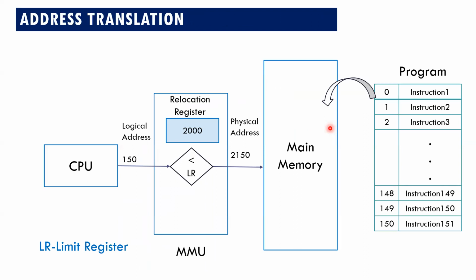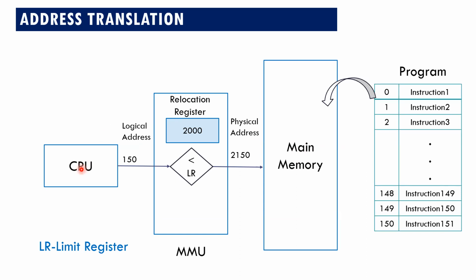So let us understand that with the help of an example. This is the program where we have a set of instructions ranging from instruction 1 to instruction 151, which have the logical addresses ranging from 0 to 150. In address 0 we have instruction 1, in address 1 we have instruction 2, and so on. In address 150 we have the last instruction of the program, say 151. Whenever it is loaded into the main memory, it requires around 151 memory words to be stored in the main memory.